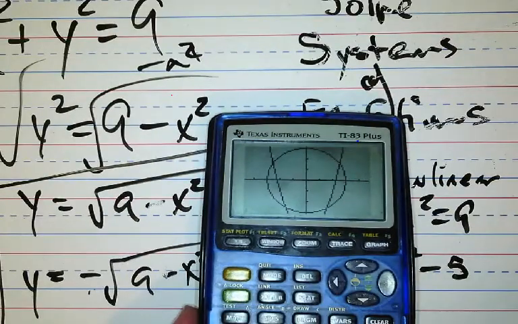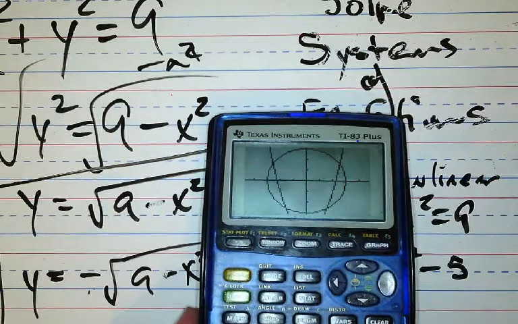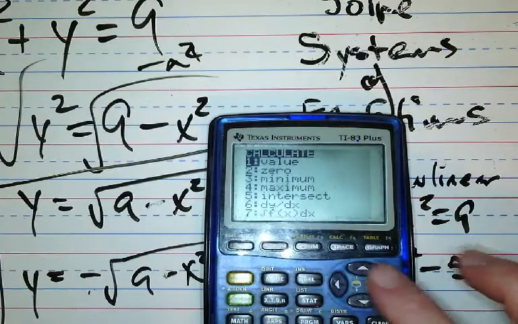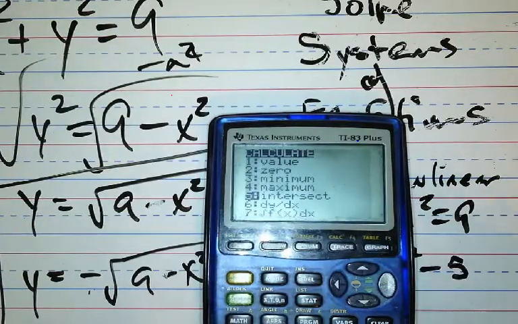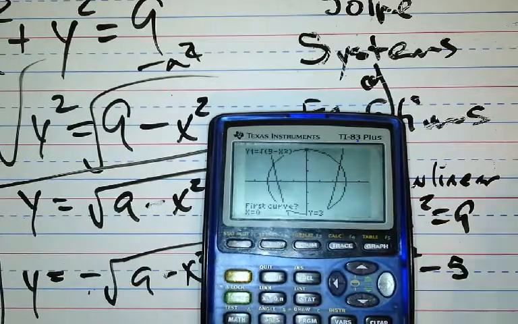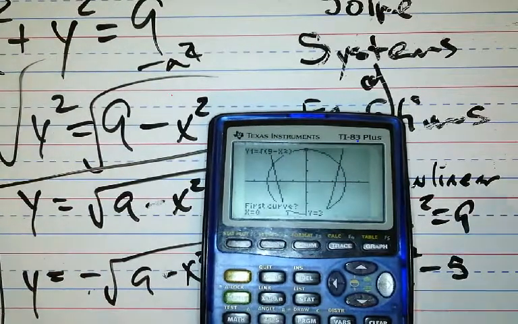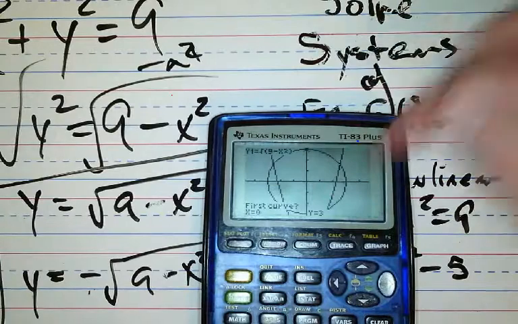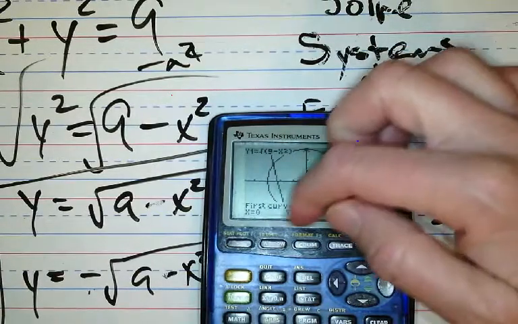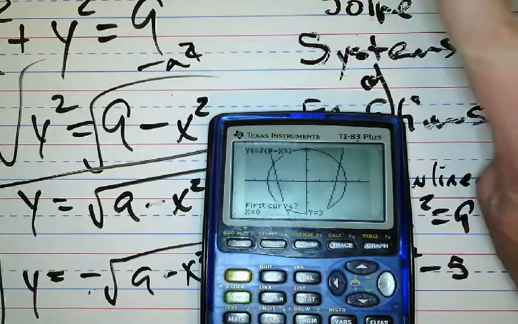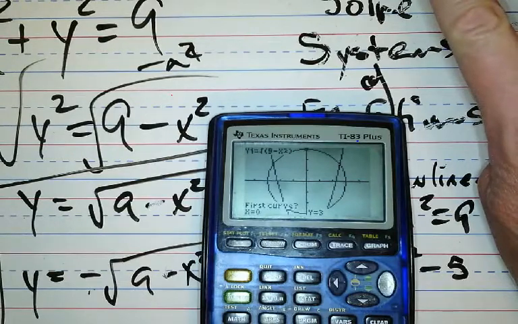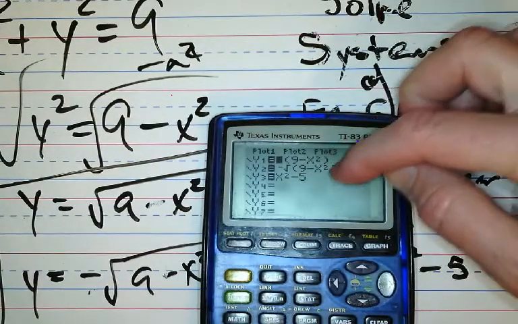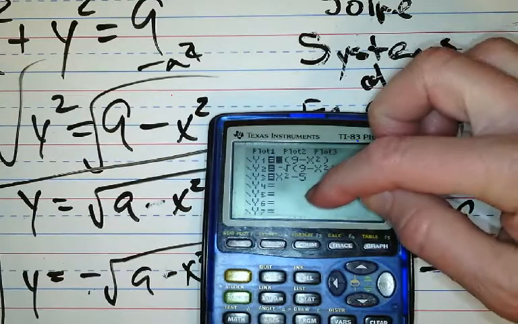Well, I do the same thing. I have to do second, calculate, and then I'm finding the intersection. Now, this one's tricky because when you're on the first curve, you're on the top of the circle. The second curve is the bottom of the circle. The third thing that you graphed was the parabola. So if you don't remember that, see, top half of the circle, bottom half of the circle, parabola.